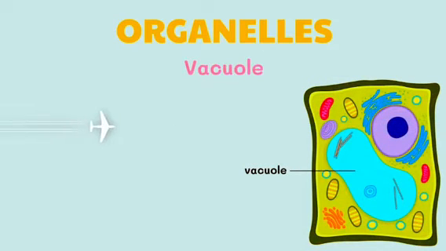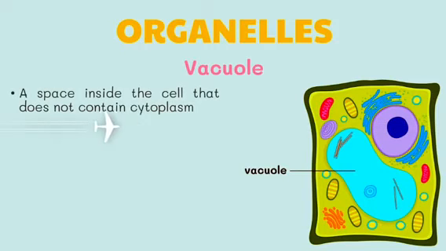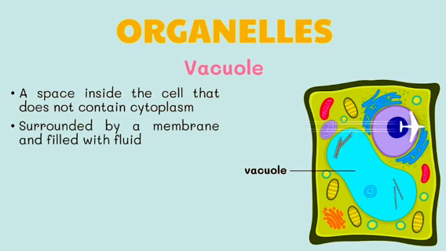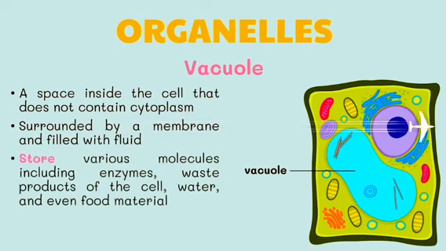Lastly, we have the vacuole. A vacuole may be described as a space inside a cell that does not contain cytoplasm. It is surrounded by a membrane and filled with fluid. Vacuoles store various molecules including enzymes, waste products of the cell, water, and even food material depending on the type of cell.